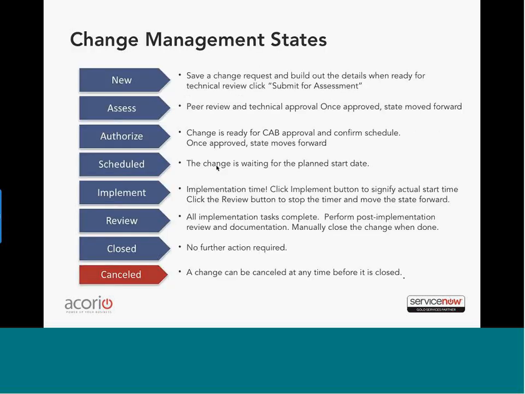Out of the box states within ServiceNow, we have new. That's when the change is first created. Then it moves to the assess stage. This is where it needs peer review and technical approval. Then it moves to authorize. This is where the CAB will need to approve the change. And then it either moves forward, or if it's rejected, then it goes back to new.